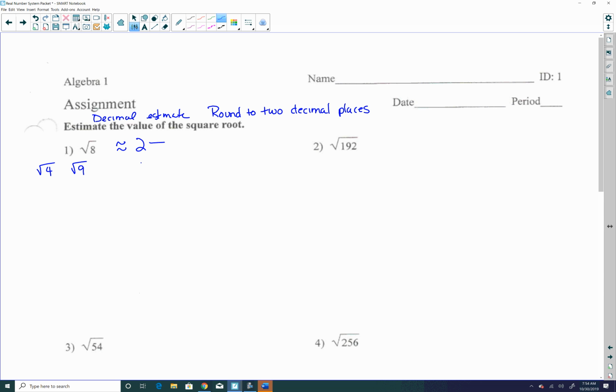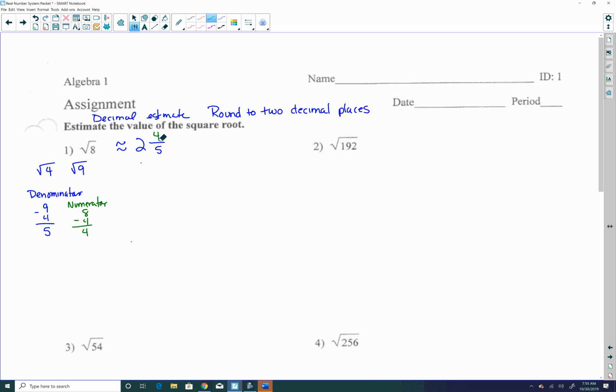Now to figure out the fraction, the denominator: take the difference of the two perfect squares. So 9 minus 4 is 5. That's my denominator. My numerator, I'm going to change colors really quick: the square that you're looking for, 8, minus the lower perfect square. So that's going to be 4. So the fractional estimate is going to be about 2 4/5.